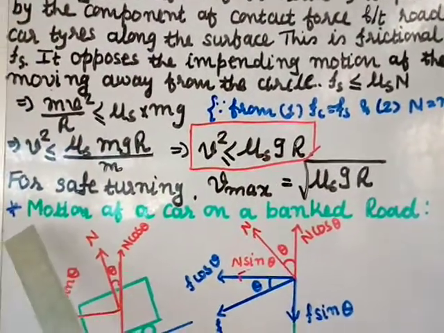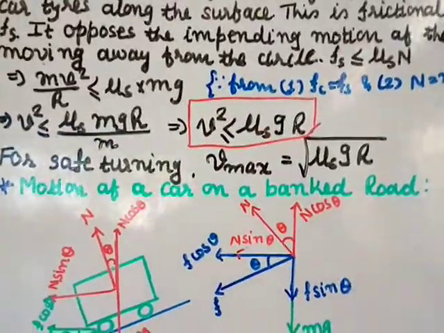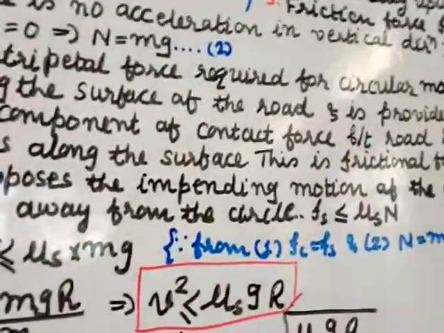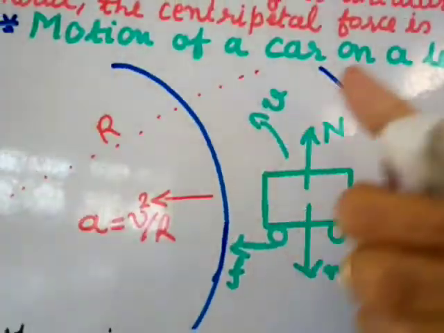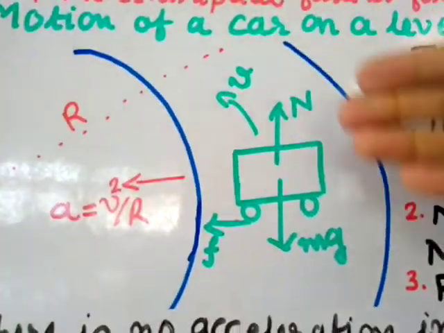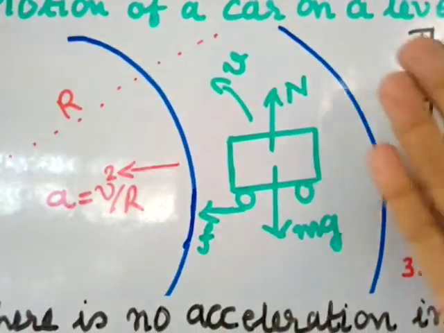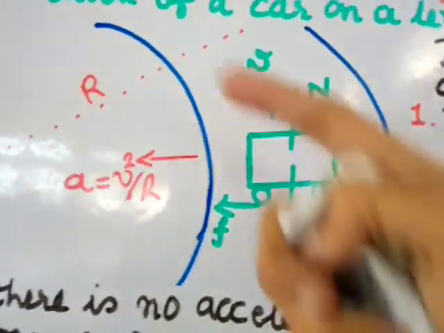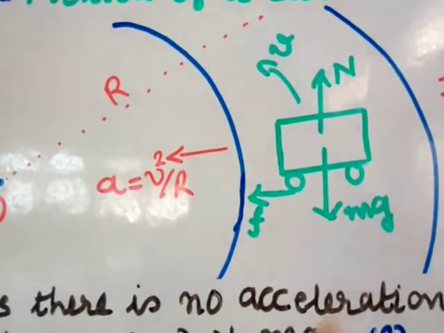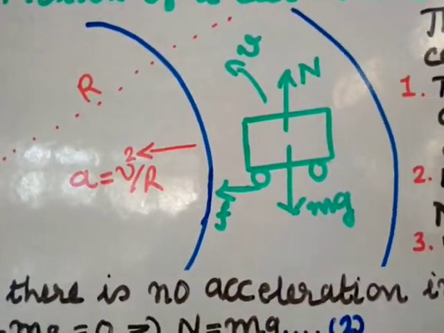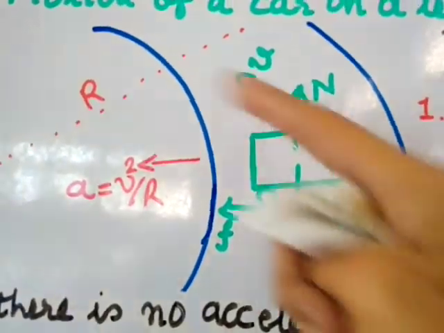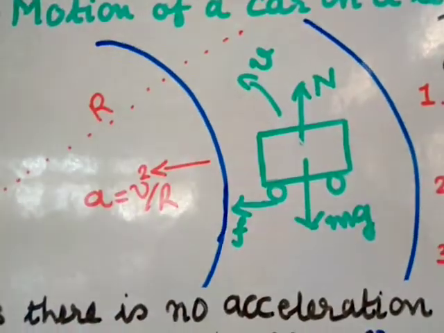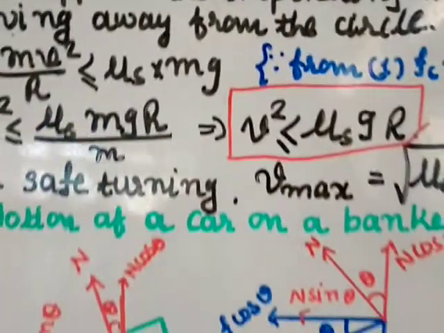Now next we have the motion of a car on a banked road. What do you mean by a banked road? See, this is a circular road, right? In this circular road, the outer side is raised up a little compared to the inner curve of the circular part, and that we call the banking of the road. This part is raised a little more than the inner part.